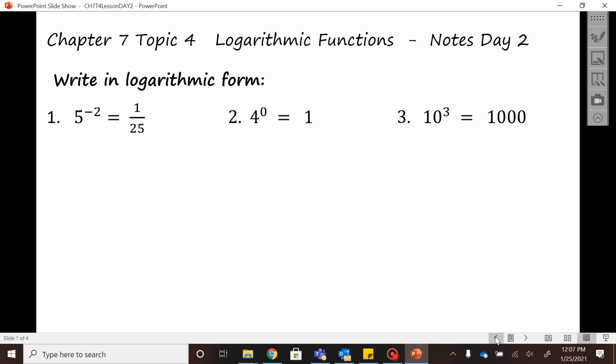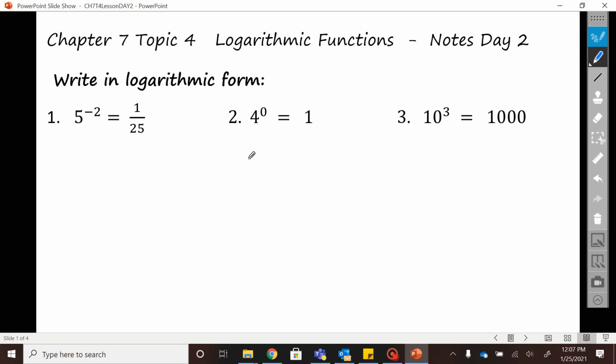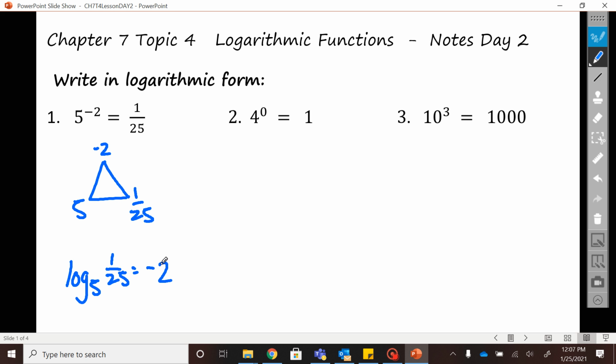All right, we're going to continue looking at some logarithms and exponents. So these first ones want us to write in logarithmic form. Okay, so let's set up our triangle that's going to help us do this. 5 to the negative second power, 1 over 25. So if I want log form, I use the bottom. Log base 5 of 1 over 25 equals negative 2. Good. This conveys the exact same information as the exponent form.